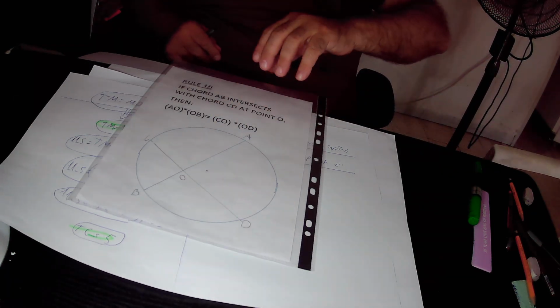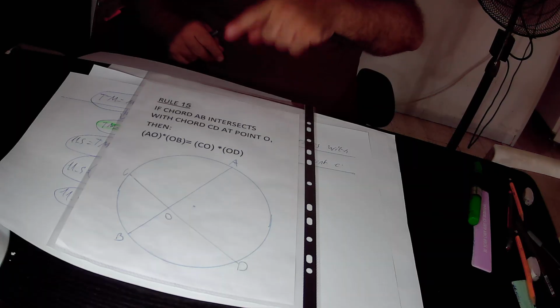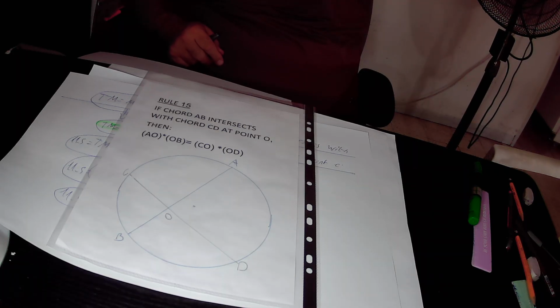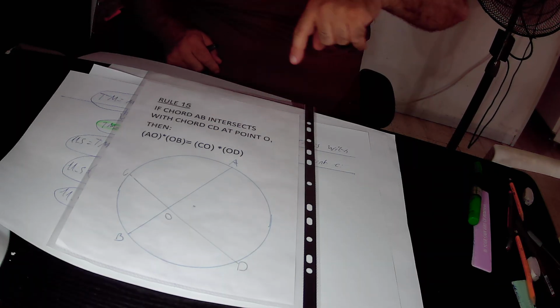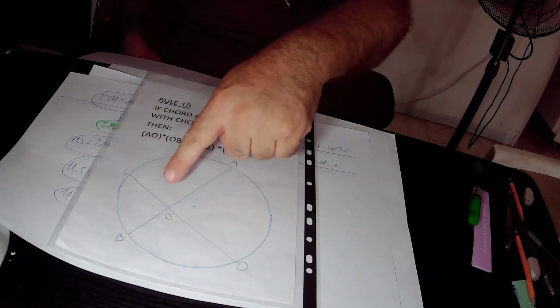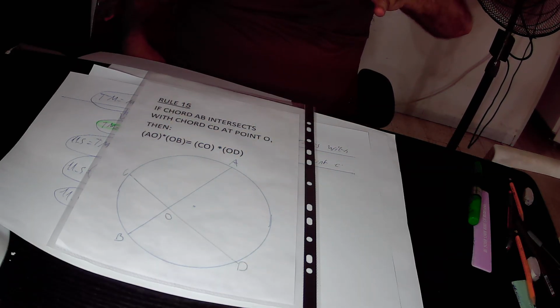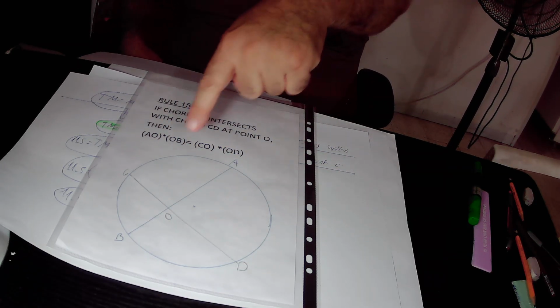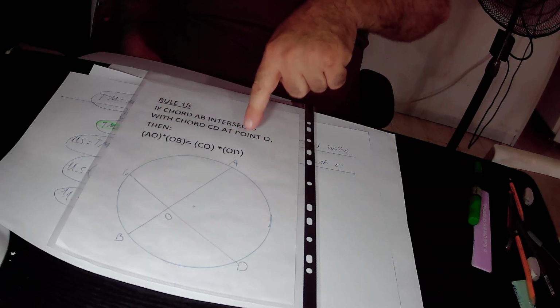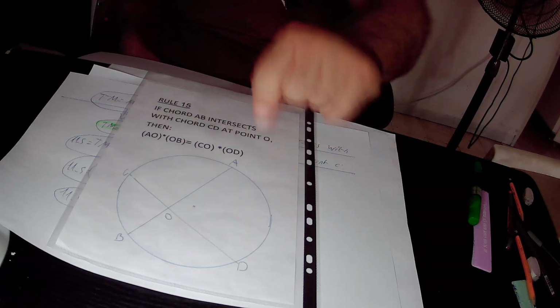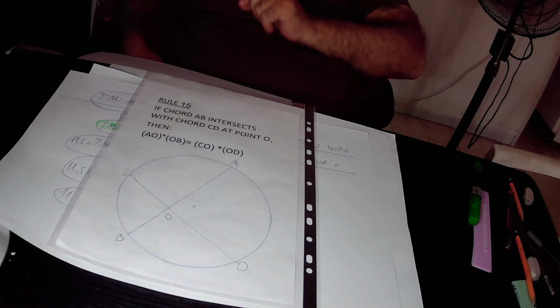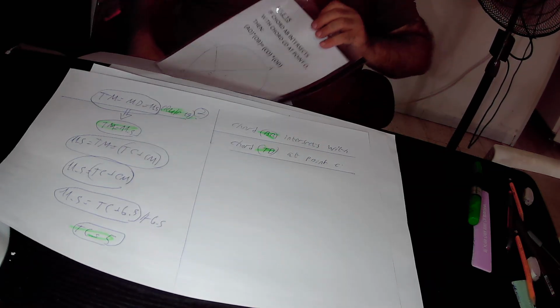According to rule 15, if chord AB intersects with chord CD at point O, then the following equation is true: AO times OB equals CO times OD. Again, AO times OB equals CO times OD. So we can implement rule 15 in our drawing.